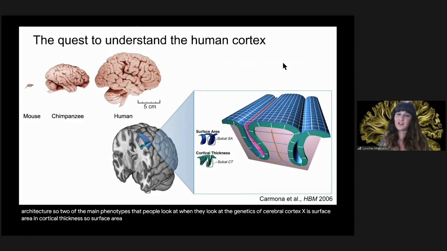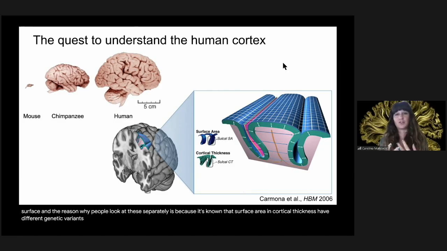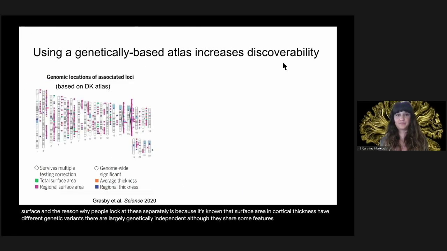So surface area is in blue here, just constituting the area of the cortex and the inner folds. And cortical thickness in this image here in turquoise is the distance between the inner gray-white matter boundary and the outer pial surface. And the reason why people look at these separately is because it's known that surface area and cortical thickness have different genetic variants. They're largely genetically independent, although they share some features.